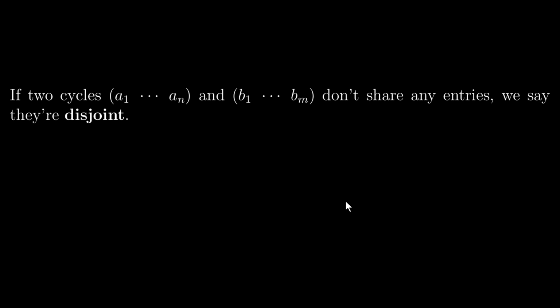Try to convince yourselves for a second that if I multiply two cycles, or in this case not multiply but compose two cycle permutations that don't share any elements, then it doesn't matter in which order I do it. So let's say F and G are two cycle permutations that are disjoint. This is what I'm trying to say.